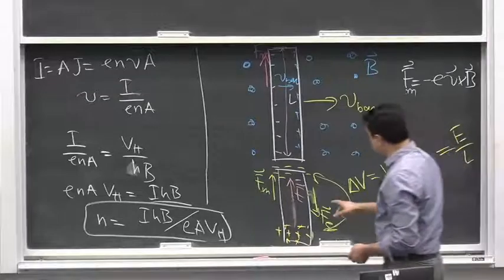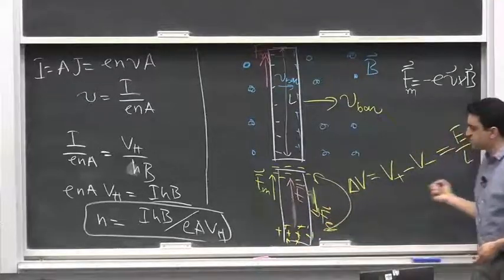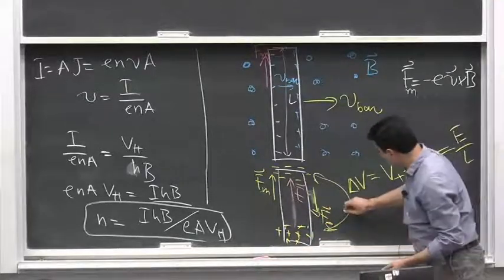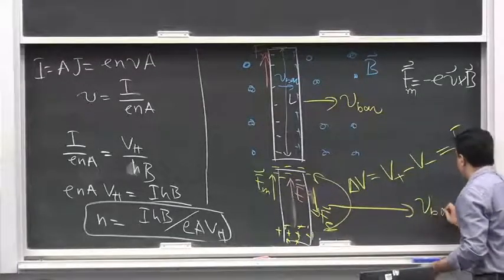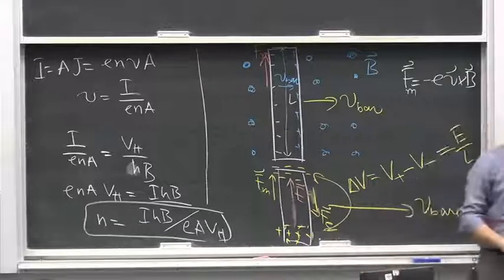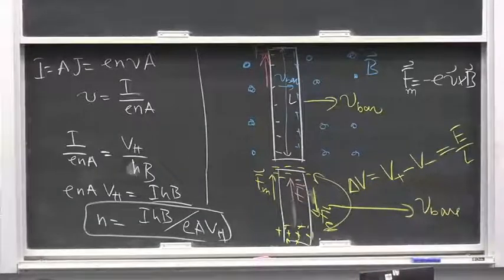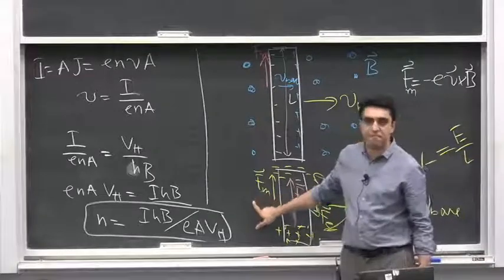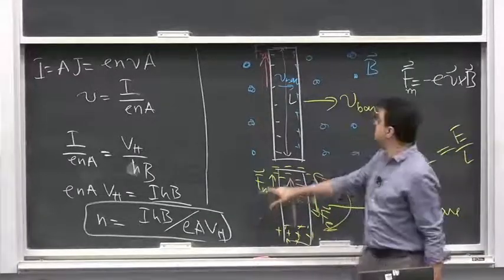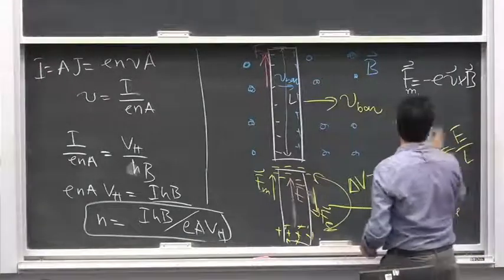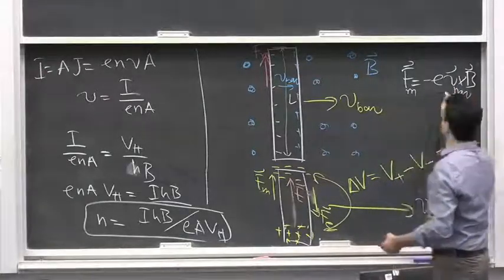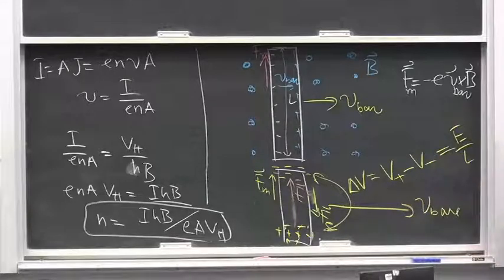So what if you increase the velocity in that direction? If you increase the velocity of the bar, what would happen to those charges? What would happen to the magnetic force? The magnetic force would increase because it depends on the velocity, and this velocity in this case is the velocity of the bar.